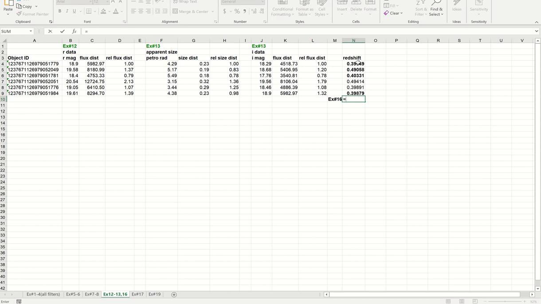If I wanted to average only the ones from exercise 16, I would select that. Actually, sorry, I have to start up the average function. And then I have to select this, and then comma this, holding the control button, and then close parentheses. And then I have an average for those redshifts. So just a nice trick to use in Excel.